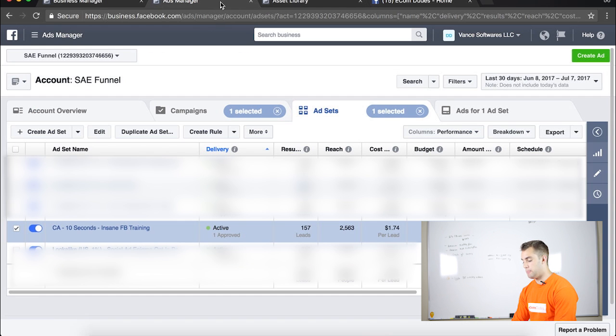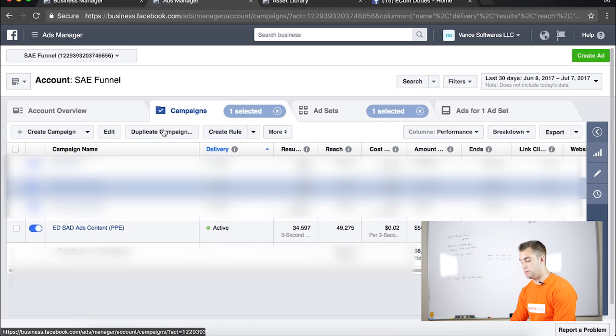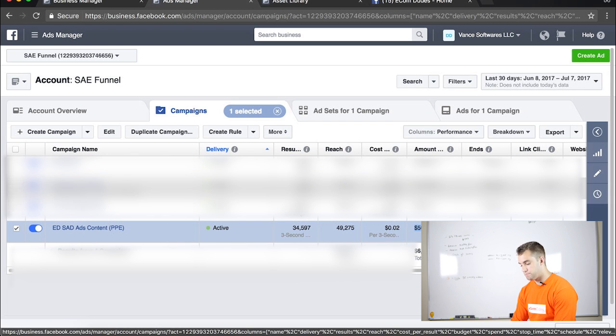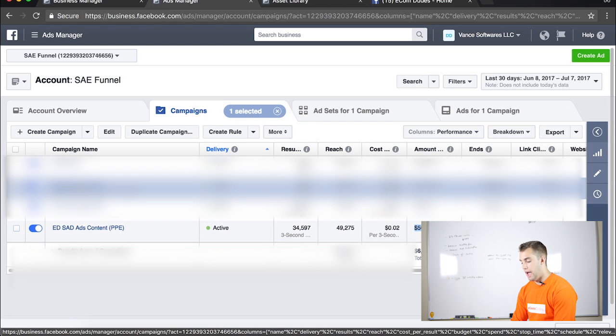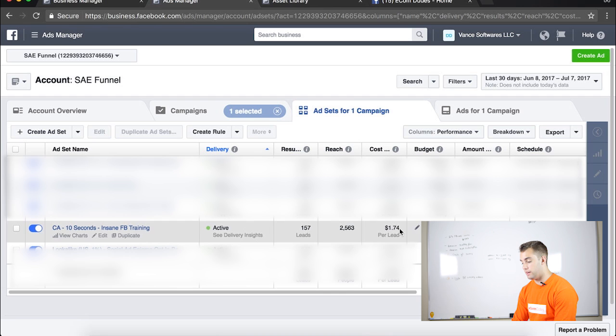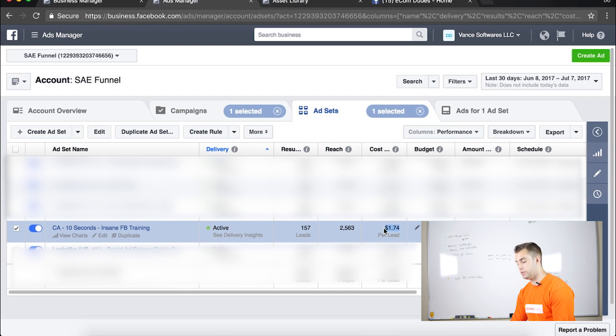Now, for 100% transparency purposes, take a look at this. We spent $562.97 to get these 33,000 video viewers. So what we're doing over here is as follows: we're retargeting those people, and we're getting around $1.74 for every single lead. At $10 a day, we spent $273 and we're generating 157 leads so far.